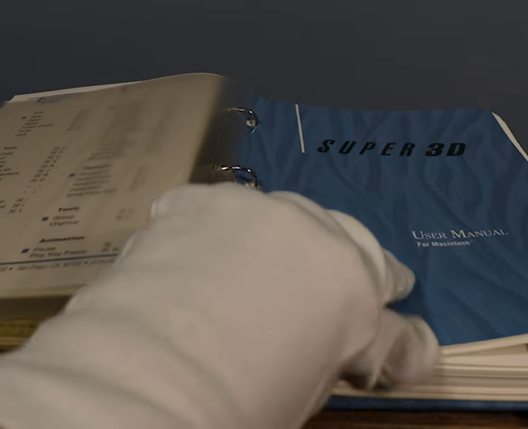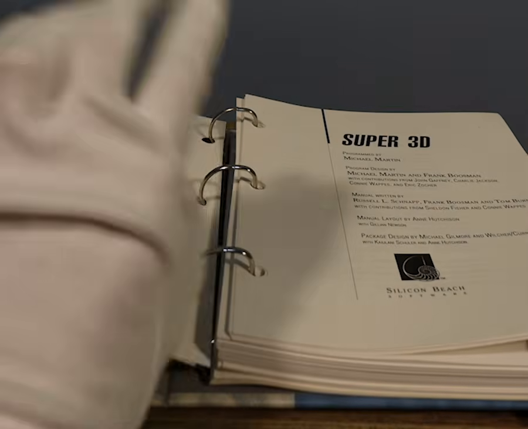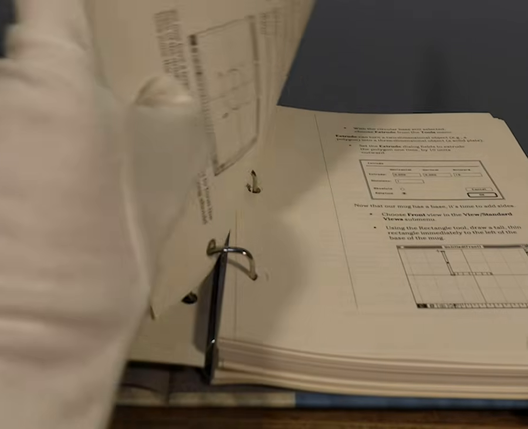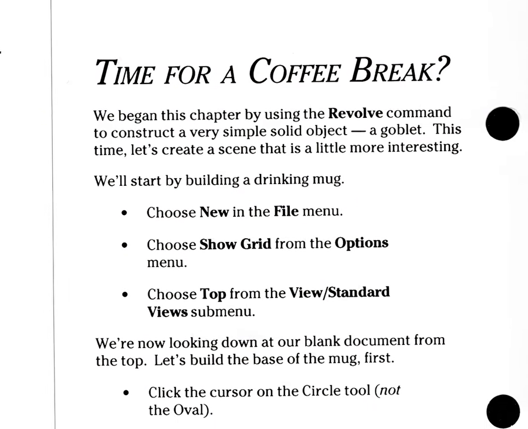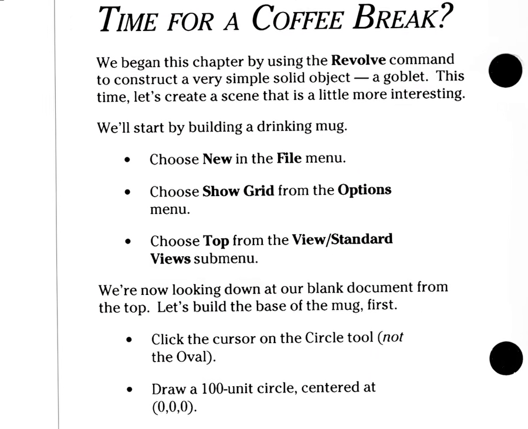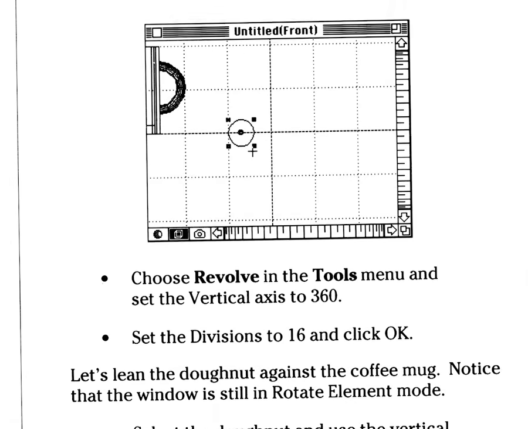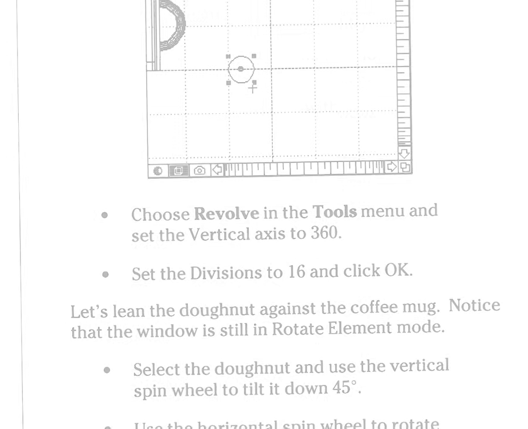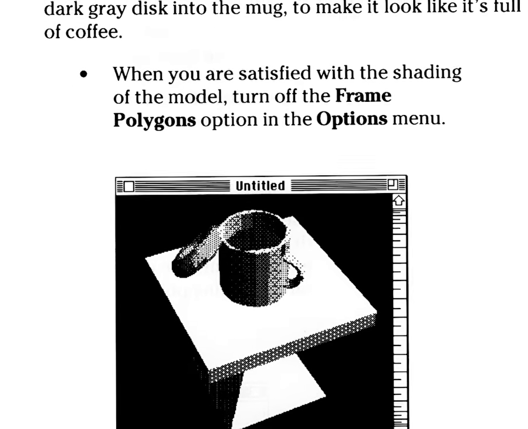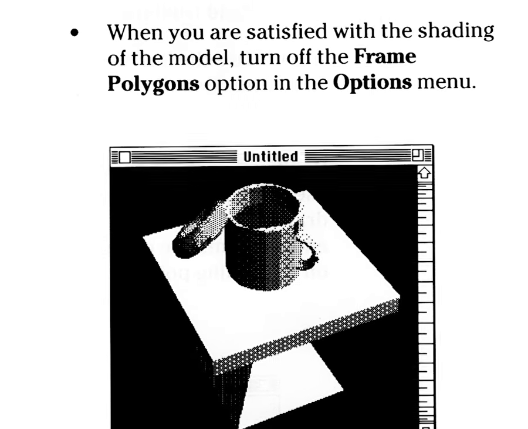The Super3D manual has tons of examples and ideas for 3D models, including what might just be the oldest 3D donut tutorial. Unless somebody can find how to make a 3D donut earlier than 1989, Super3D is going to hold this record. So let's get started. It's time to make a donut.